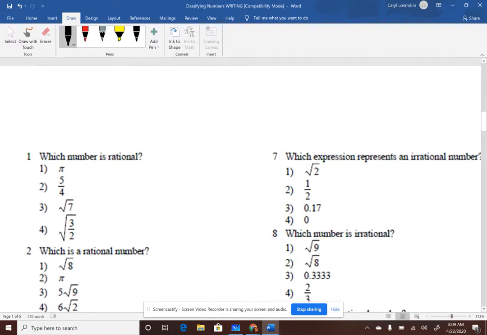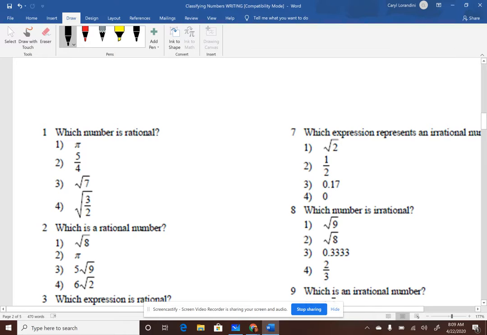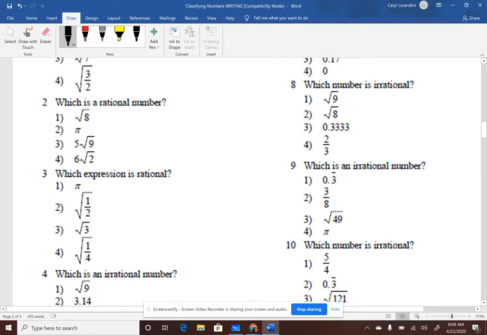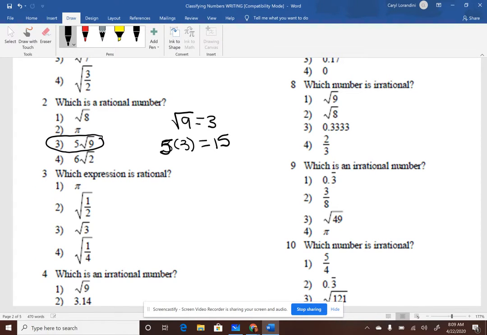Okay, so which of these numbers is rational? Well, 5/4, because it's written as a ratio where the numerator and the denominator are both integers. Which number is rational? Well, this is going to take a little work, but it's going to be choice 3, because the square root of 9 is equal to 3. So what that is really saying is 5 times 3, which is 15. And 15 is a counting number, which makes it rational.